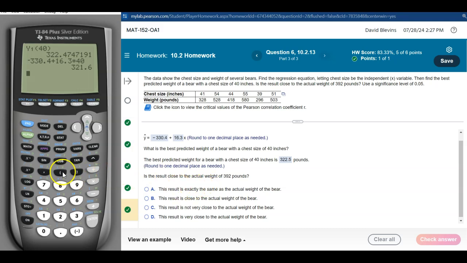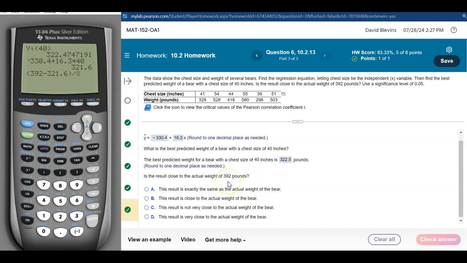The way that we do that is we've done close calculations in here. Is it within 5% of the actual weight? So take the bigger of the two numbers. You don't have to take the bigger of the two, you just have to ignore the negative sign if you start with a smaller number. But I'm going to take the 392 because that's bigger. Subtract what my estimation was with this line, 321.6. And then I'm going to divide by the actual weight. All right, always divide by the actual.